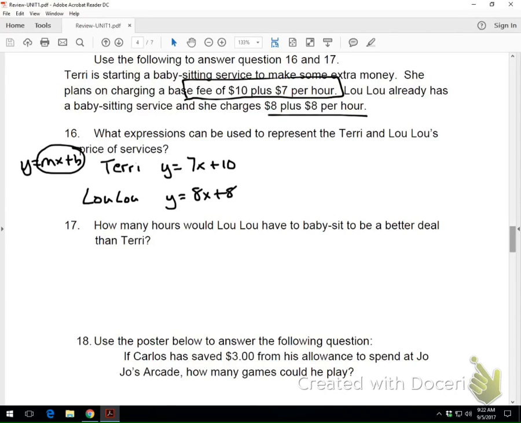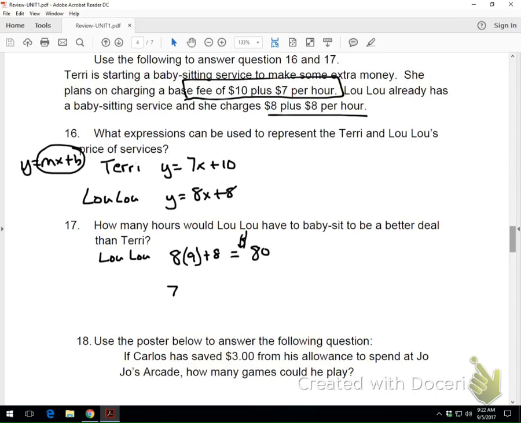Now it says how many hours would Lulu have to babysit to be a better deal than Terry? So just pick a number of hours. Pick a reasonable number, not like 50 hours. That's like a whole week. 9. Okay, let's pick 9. So we're going to do 8 times 9 plus 8. And this is for Lulu. So how much would that be? 80. So that would be $80 she made if she babysits 9 hours.